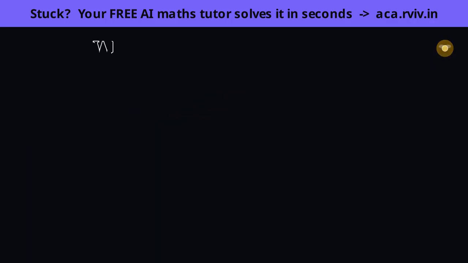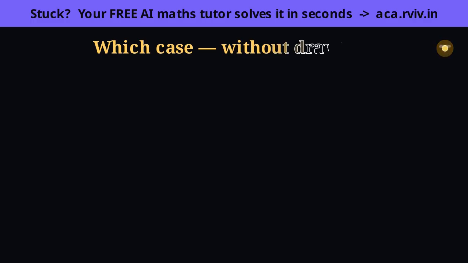Drawing works, but it's slow and imprecise. You can't always tell a near miss from a true crossing on a hand sketch. So here's the beautiful part. We can decide which of the three cases we are in just by looking at the numbers without drawing a single line. And it isn't a rule to memorize blindly, it comes straight from the geometry we just watched. Let me show you where it's born.